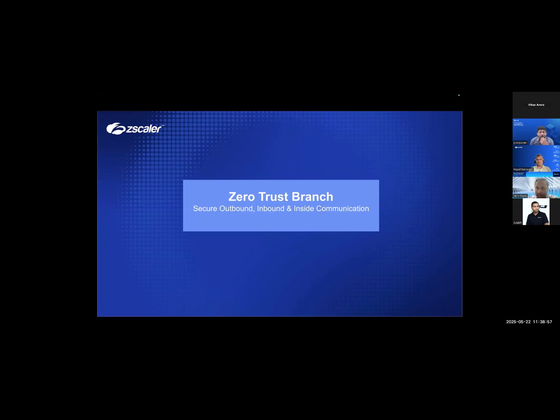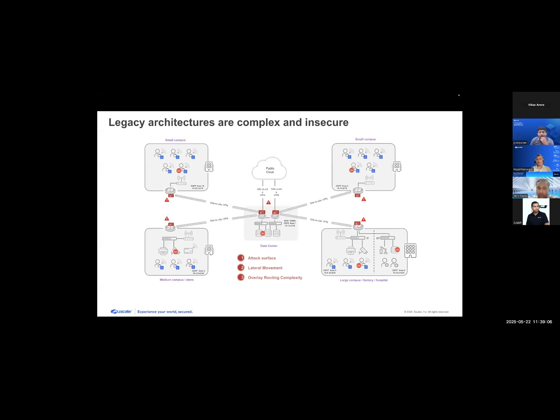Zero Trust Branch includes three types of communication: secure outbound communication, secure inbound communication, and secure communication within the branch itself. I'll briefly talk about how we do that as of now. If we have a branch or multiple locations, how do we make sure that it allows communications from that branch outside or inside? And how do we ensure that it is secure communication? If you look at this slide, you would see most of the legacy architectures or legacy vendors have traditionally been using this, where you have more than one site.